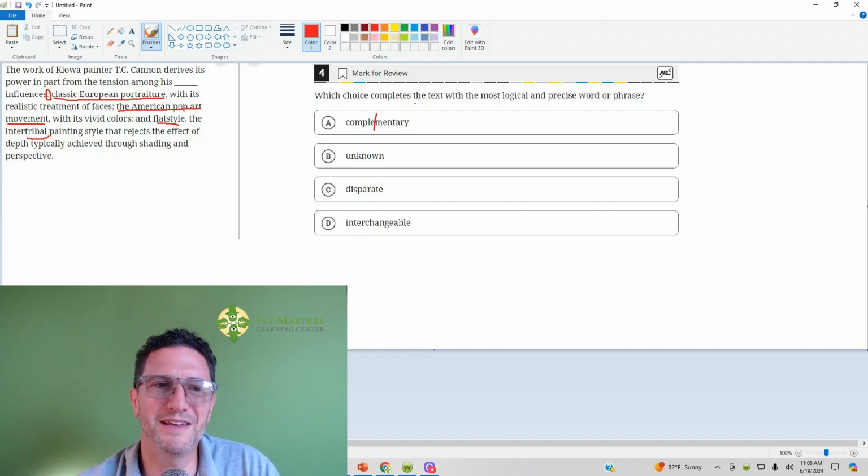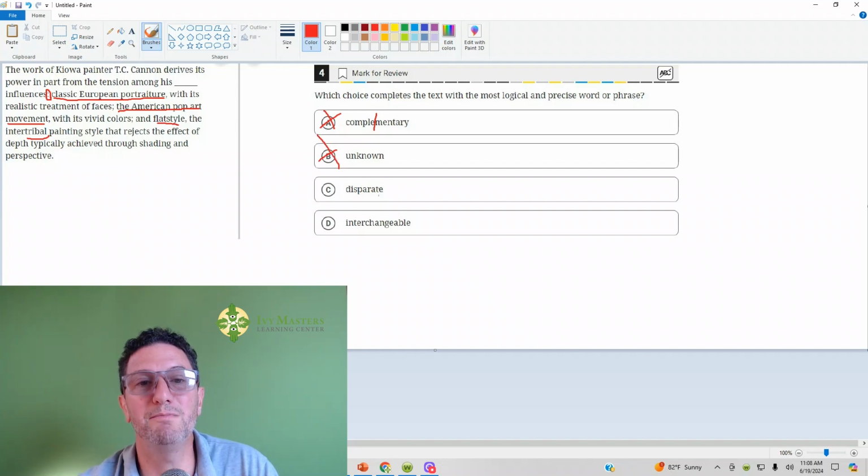So we don't see that type of relationship here. Unknown, well, yeah, we know them. We just listed 3 of them. Disparate generally means different. It looks like that's got to be our answer.